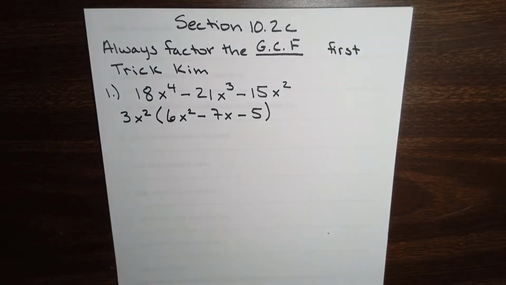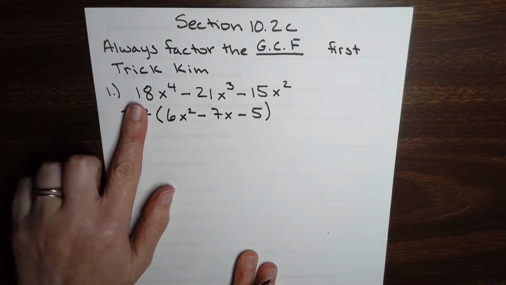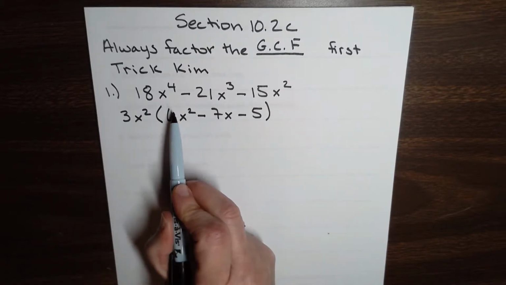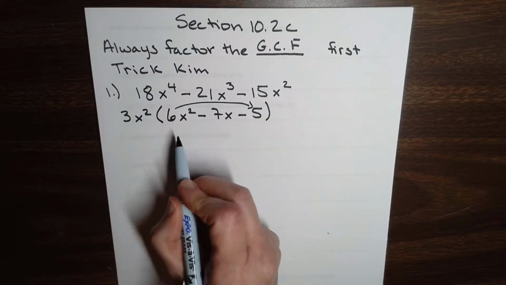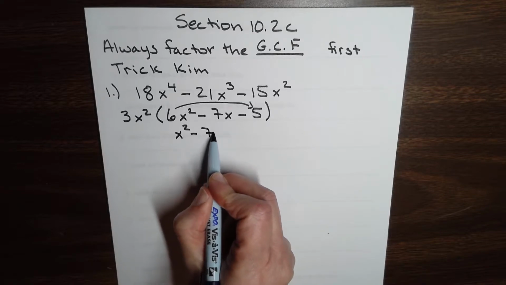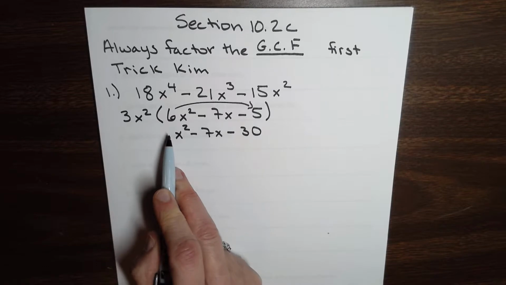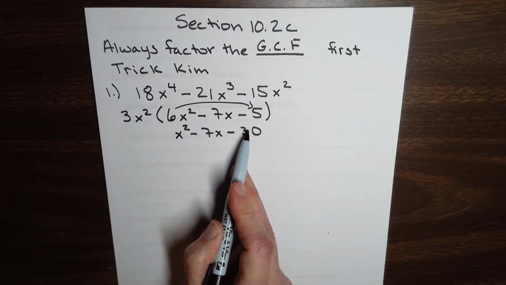So when we apply the Kim trick to this trinomial, we're going to ignore the GCF and we'll bring it back at the very end. So taking your leading coefficient, you're going to multiply it by the last term. So what we have when we do that is x squared minus 7x minus 30. So we don't have to put the 6 here anymore because the 6 is within the last term.